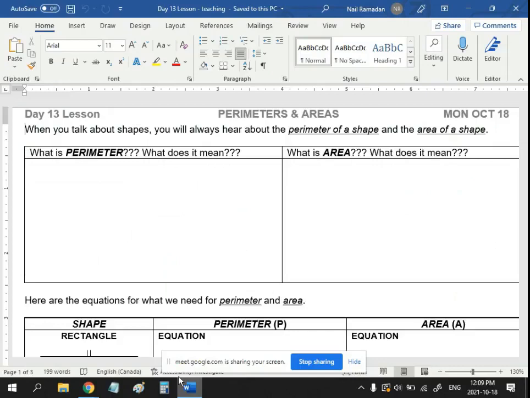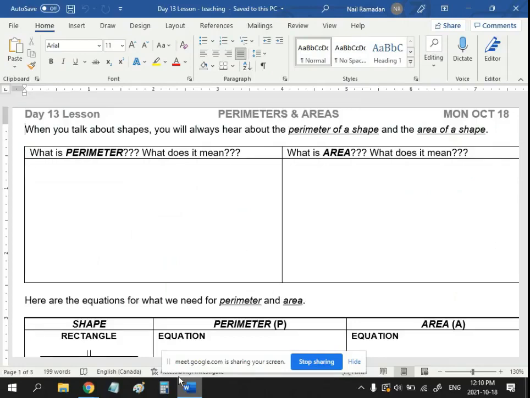Perfect. How about the word area? What's the difference between perimeter and area? The inside. Perfect. So Carly perfectly nailed it here. Listen up. The perimeter is the outside length, and the area is the inside space.